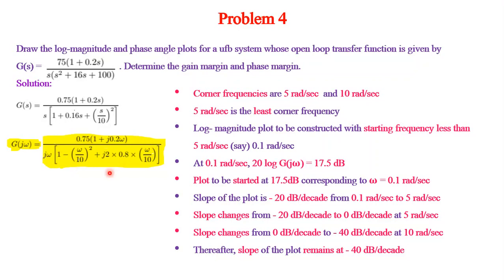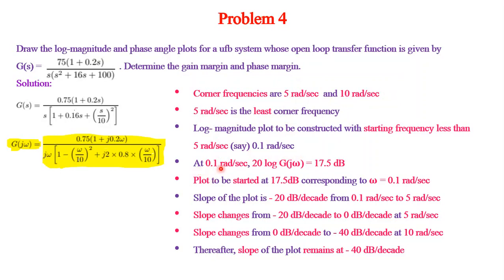Second thing is, as usual, what are the corner frequencies? For this 1 plus j omega T, T is 0.2, therefore the corner frequency is 1 by 0.2, that is 5 radian per second. The pole at origin doesn't have a corner frequency. For the complex conjugate factor we know omega n equal to 10, so omega n equal to 10 is the corner frequency. Among these two frequencies, the least is 5 radian per second. We should always start the log magnitude plot from a frequency which is less than the least of the corner frequencies. Let us start at 0.1 radian per second. We can even start at 1 radian per second.